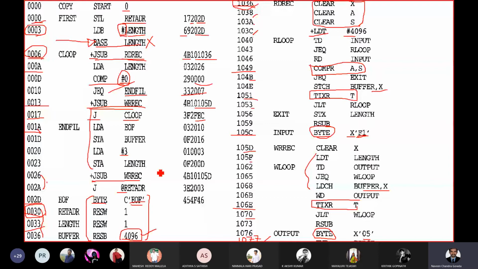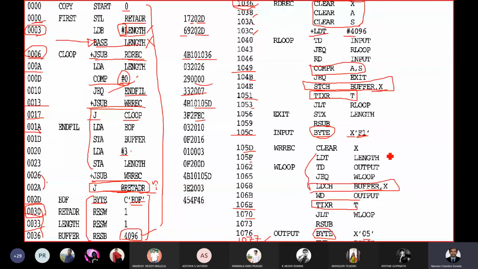In the same way, with respect to indexed addressing, you can observe that throughout all these instructions we are not using the x register. So for all these instructions x will be set as 0 itself. When it comes to the instruction LDCH BUFFER comma X, and also this LDCH BUFFER comma X, these are the two instructions where we are using the x register. So only in these two instructions will we set x as 1. For all other instructions, x will be set as 0 itself, right?